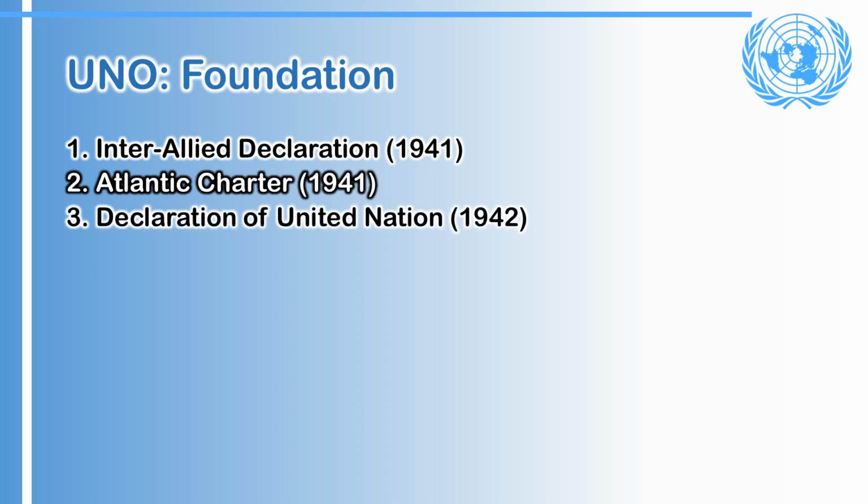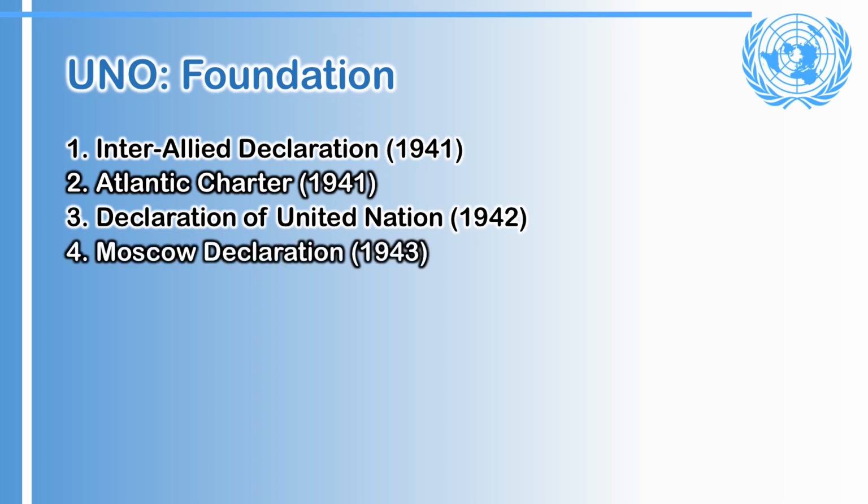Declaration of United Nations in 1942. On 1st January 1942, the representatives of 26 states including the USA, UK, Soviet Union, and China made a declaration in which, for the first time, the word United Nations was used. Fortunately, the term became the name of the future international organization.